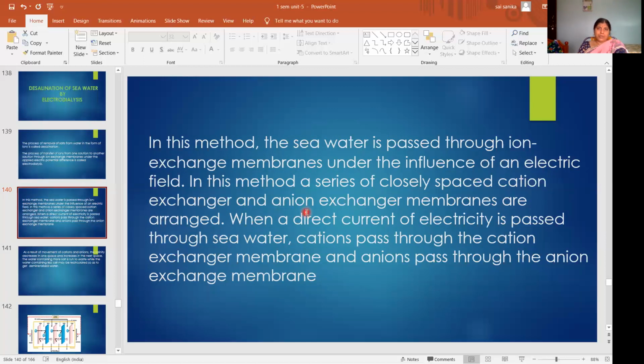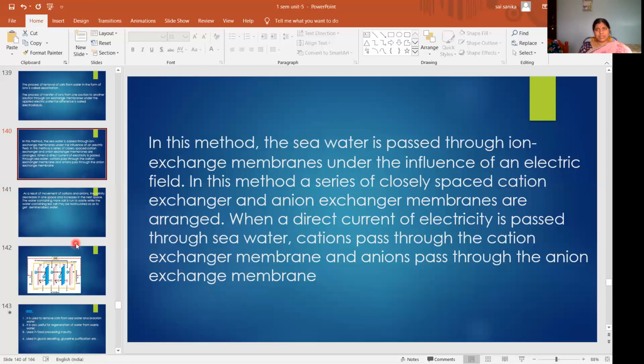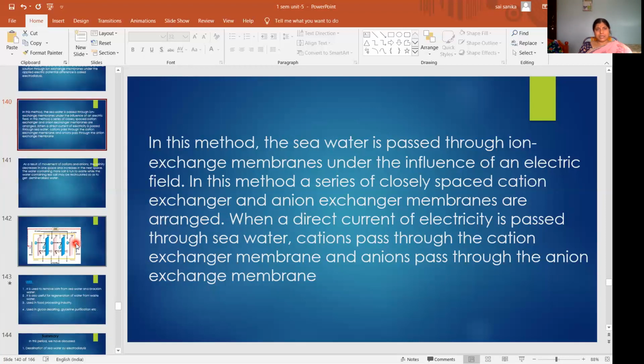So due to this movement of ions from one place to another place, in one place the water will be salty and in one place the water will be less salt. So whatever the water containing less salt, that will be recirculated as demineralized water, and whatever the water having more salt will be treated as the waste water. So like this we can remove the salts present in the water by desalination by electrodialysis.